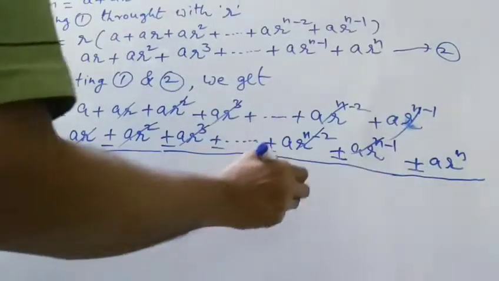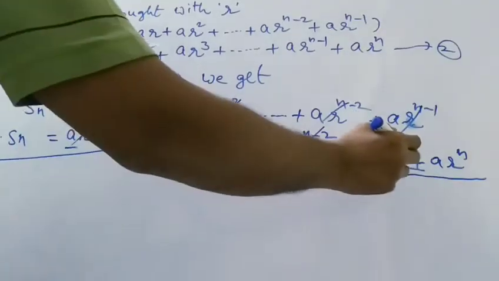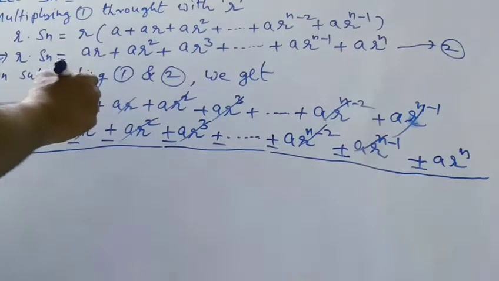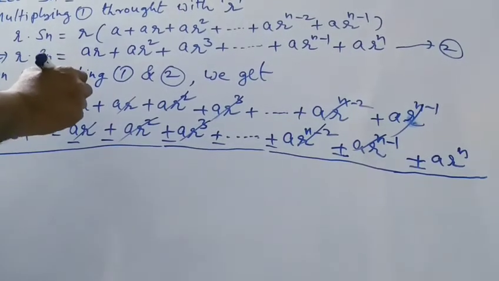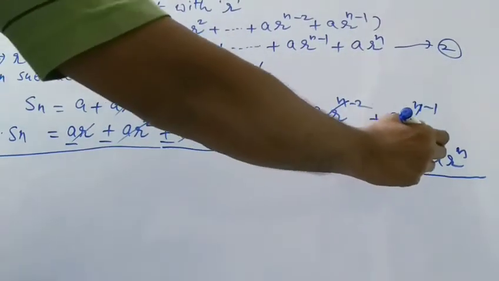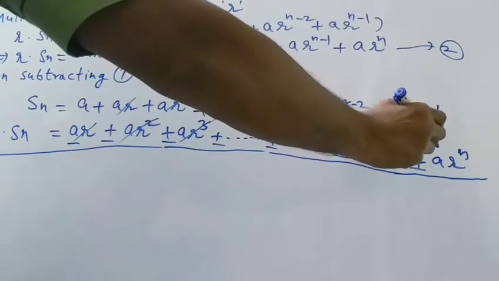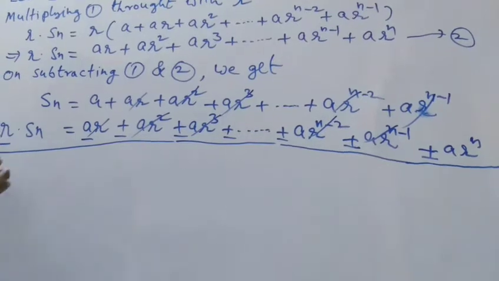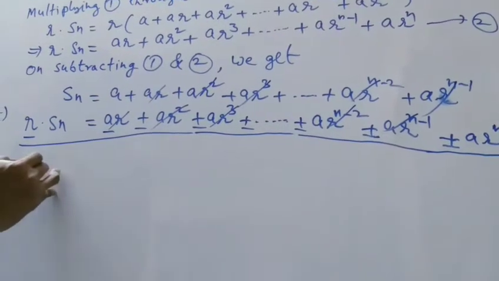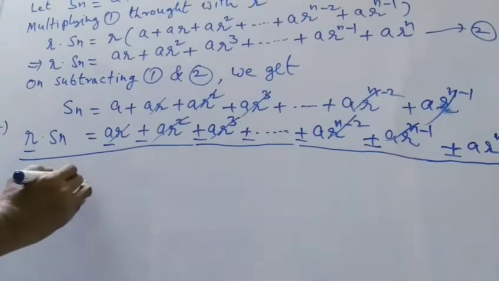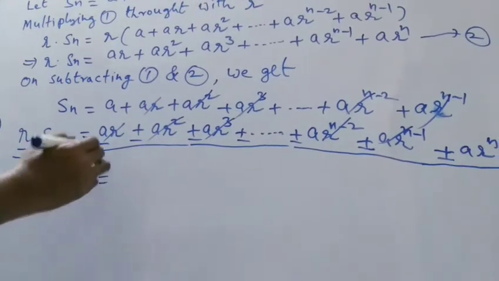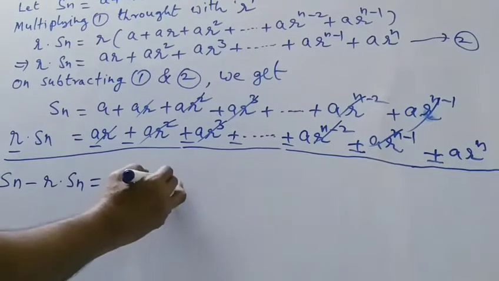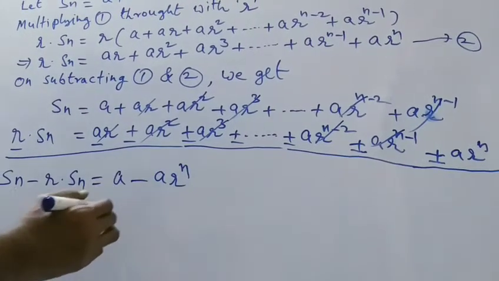These two are also cancelled. The leftover terms are here minus a into r to the power of n, only minus a to the power of n. Here only a, here a is left over. Here minus a into r to the power of n. So Sn minus r into Sn is equal to a minus a into r to the power of n.